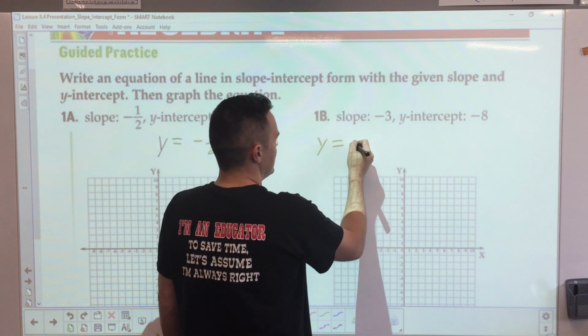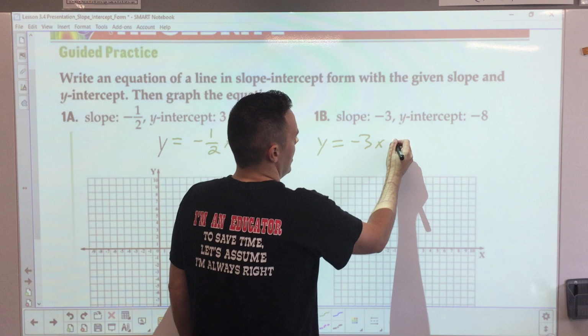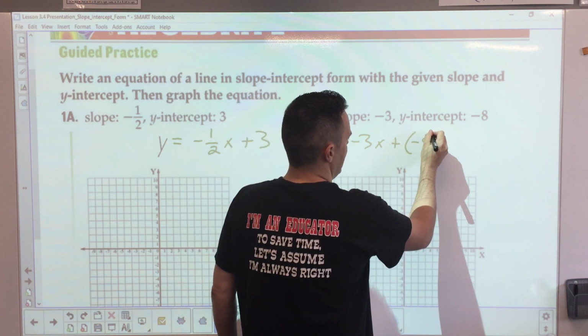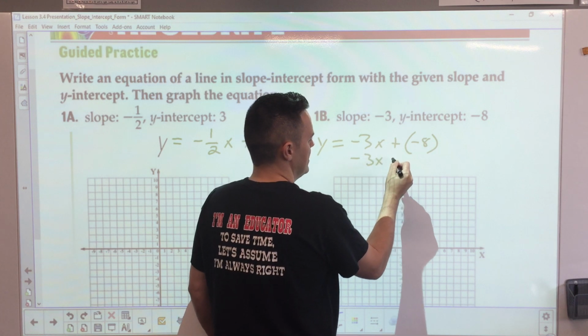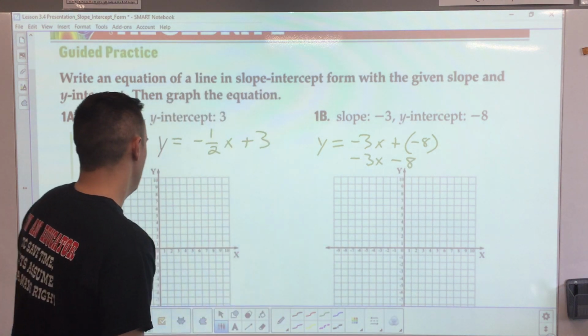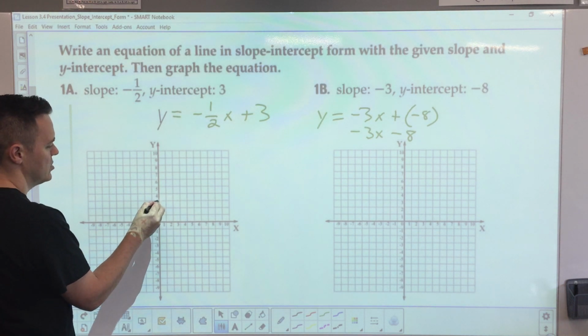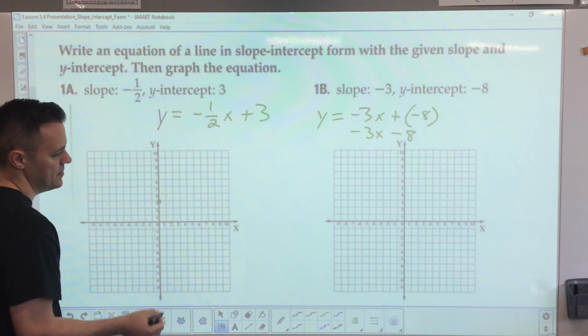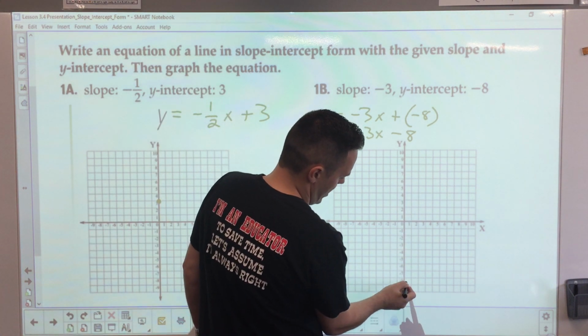In this one, it's y equals m, which is -3x, plus -8, which would be rewritten as y equals -3x minus 8. So I know on these graphs, on this one here, I'm going to start at 3 up. So I go 3 up, which is my y-intercept. On this graph over here, -8 is going to be right here.